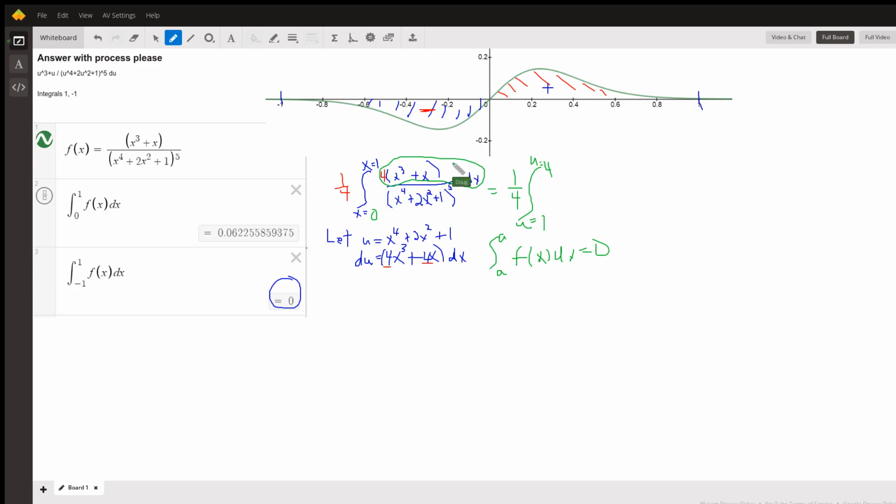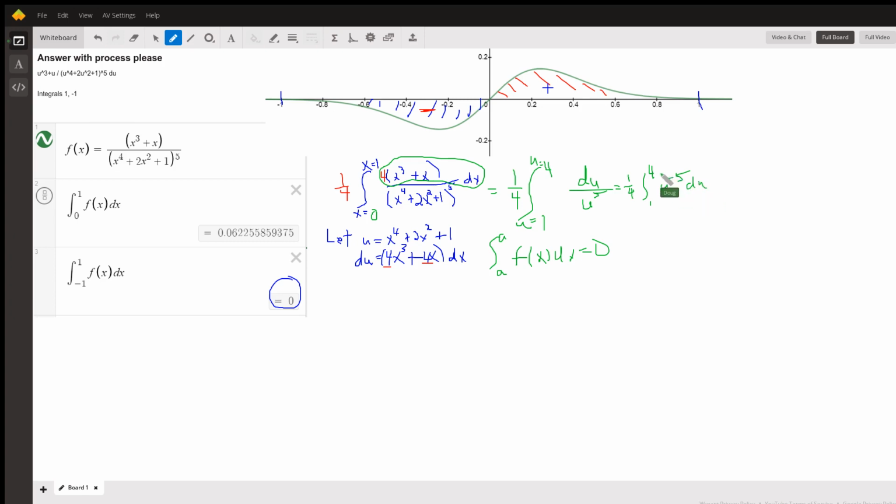This numerator and the dx becomes du, and I've got u to the 5th down here, which I can write as u to the -5 du. I'll go ahead and go that far. So 1/4 definite integral from 1 to 4 of u to the -5 du.